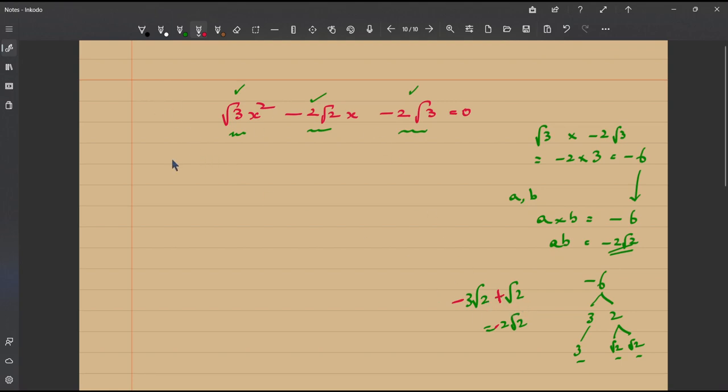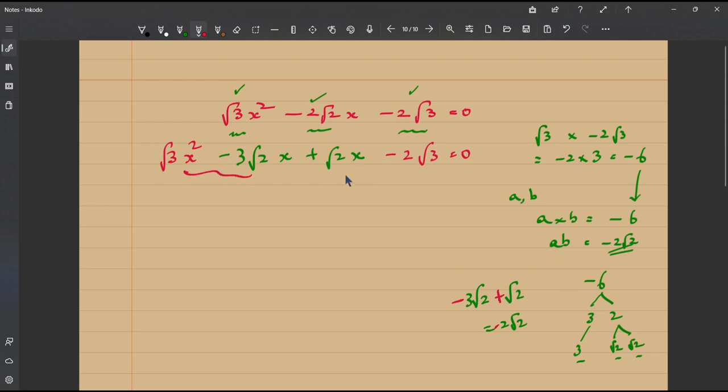So let's go about doing this. The first term is to be written as it is. By splitting the middle term, we rewrite it as minus 3 root 2 x plus root 2 x, so that the product of them is equal to minus 6 and they add up to minus 2 root 2. And the last term also remains the same: minus 2 root 3 is equal to 0. Now for the grouping and factoring. Since the major part of the work is done, let's do the grouping and factoring.